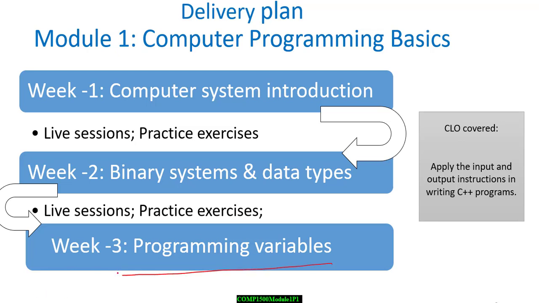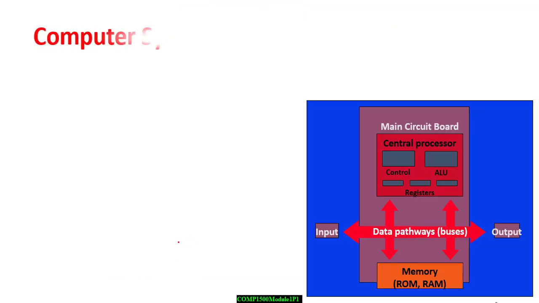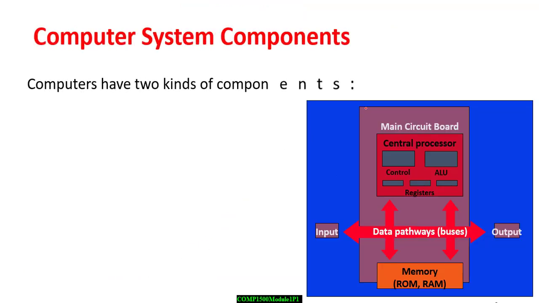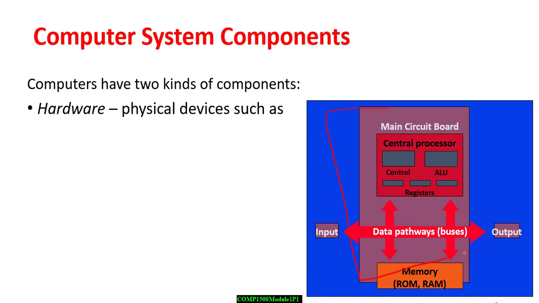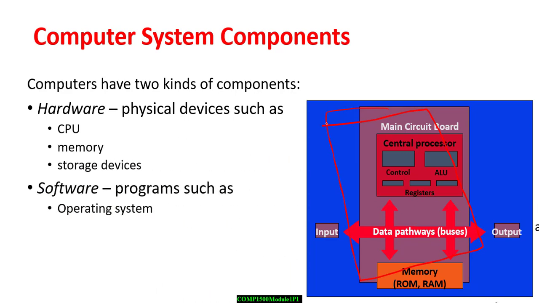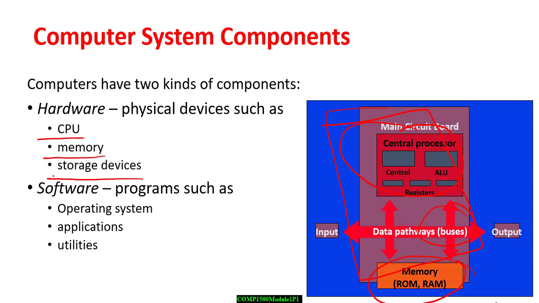the programming variables. Now, as you all know, a computer system consists of the motherboard. The motherboard, as you can see, is this board over here. Now, this board will contain all the components. If you open a motherboard of a computer, you are going to find the CPU, which is this part over here, and your memory over here. And between them, we have the buses. Now, the hardware, as we see, we are talking about CPU, we are talking about memory, and storage devices.